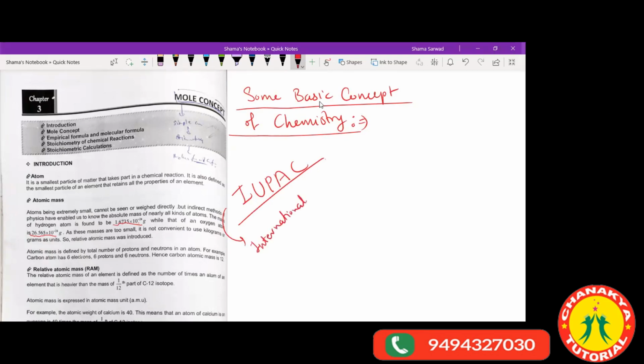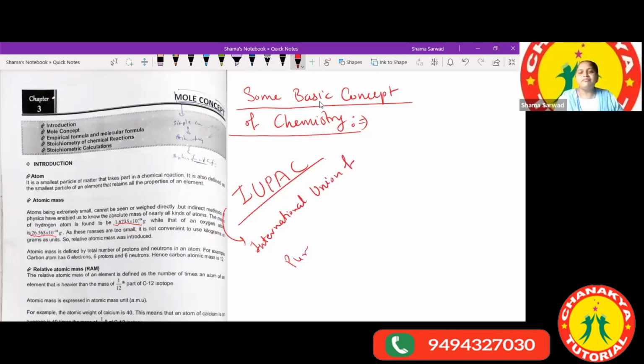International Union of Pure and Applied Chemistry. Okay. And the short form is IUPAC system. So basically, what is the role of this system? It decides a chemical name for the compound, and which is worldwide accepted.